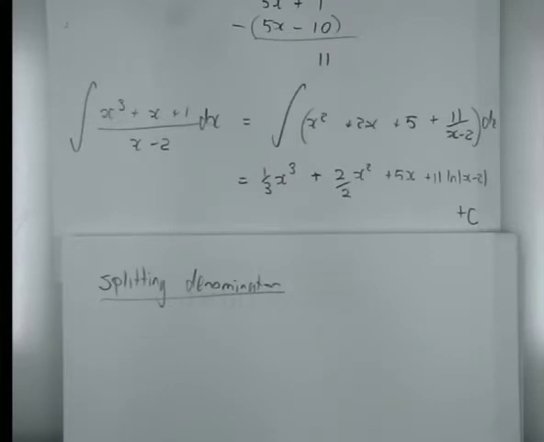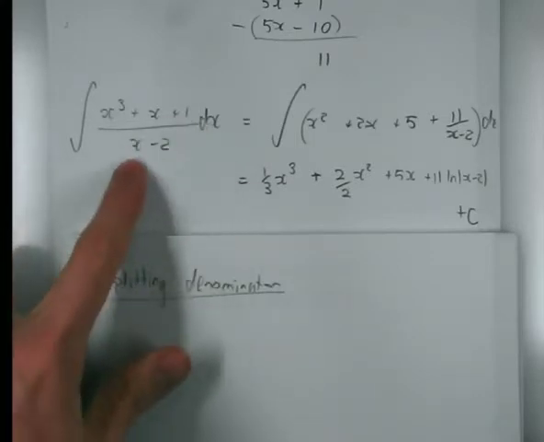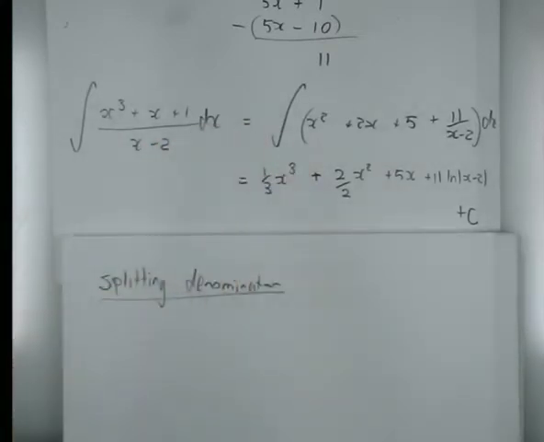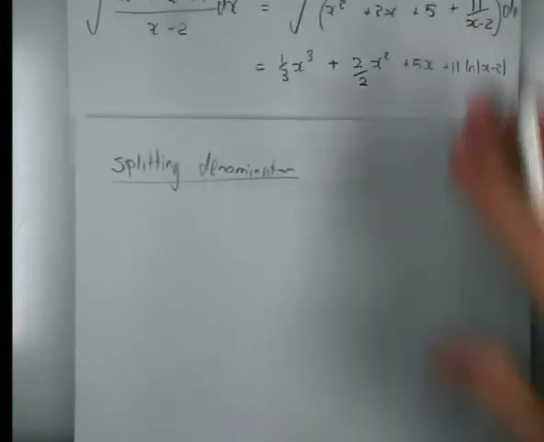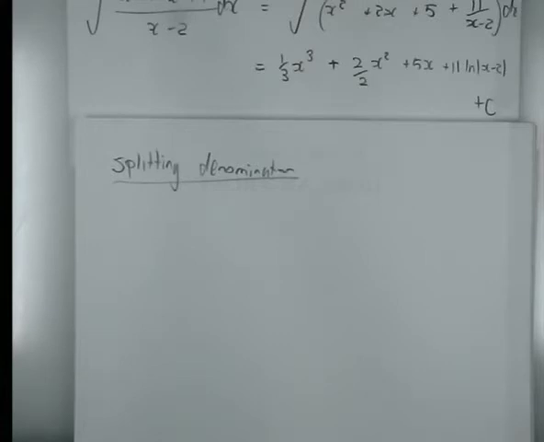So if I had x cubed plus x plus 1 on x squared minus 2, then once I got to the end of my integral I'd have like 11 over x squared minus 2, and on that bit I would have to do this splitting the denominator. So splitting the denominator, they don't generally ask you to do both in an exam, but it's not impossible. Splitting the denominator means that for any fraction, as long as the top has a smaller degree than the bottom, I can split it into separate fractions if I factorise the denominator first.